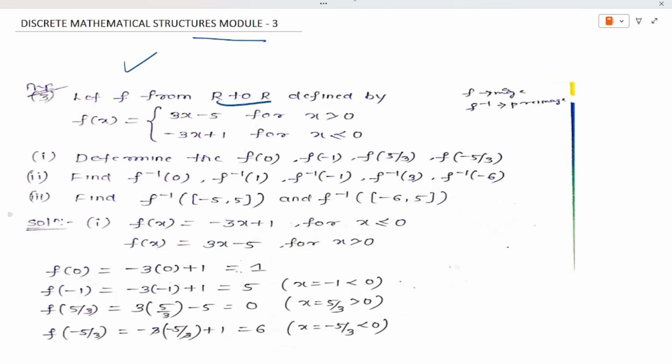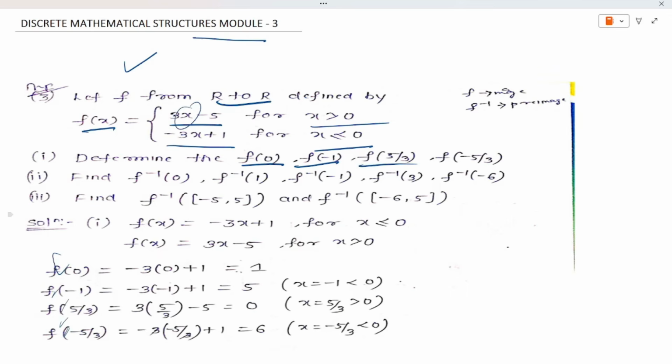Now let's see the relation question. f(x) is equal to 3x minus 5 for x greater than 0, and 3x plus 1 for x less than or equal to 0. They have given this. First, you have to determine the values. You have to substitute in place of x and you will find the values.